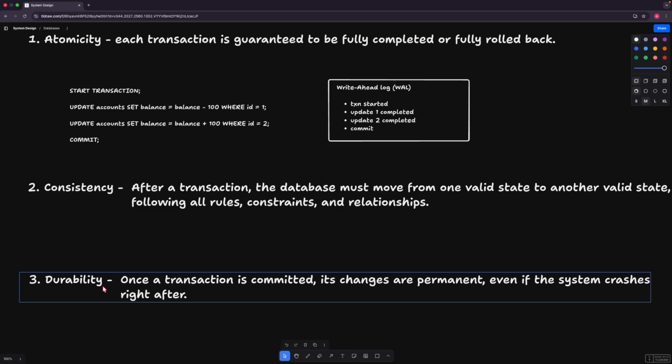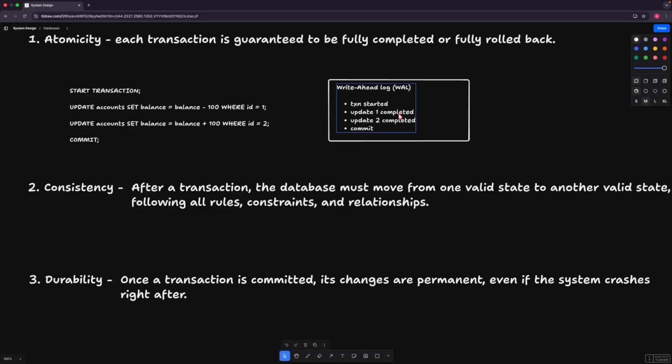With durability, we mean that once a transaction is committed, its changes are permanent even if the system crashes right after. So this is ensured with the help of the write ahead log. As we already discussed about the write ahead log, the database keeps on logging the steps within a transaction. Only when the final commit is done, then the final changes are written to the database. Until then, the changes are only present in the logs.